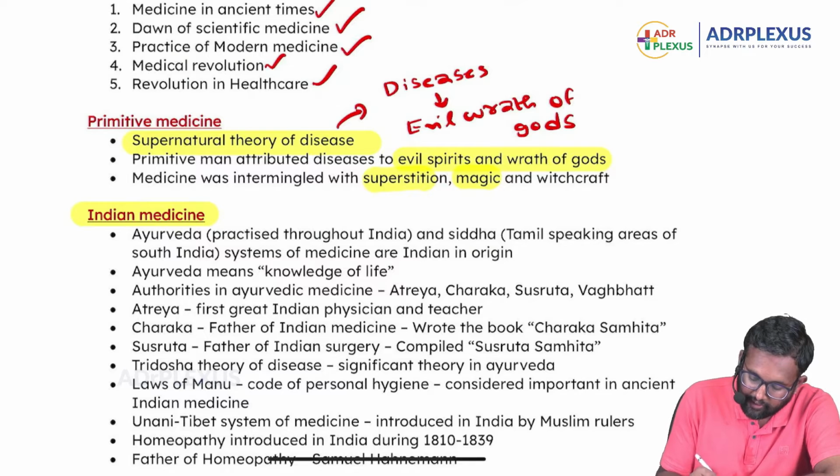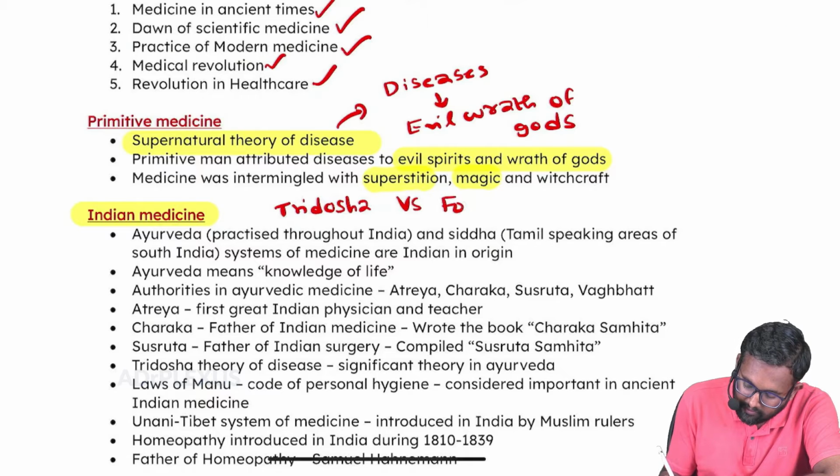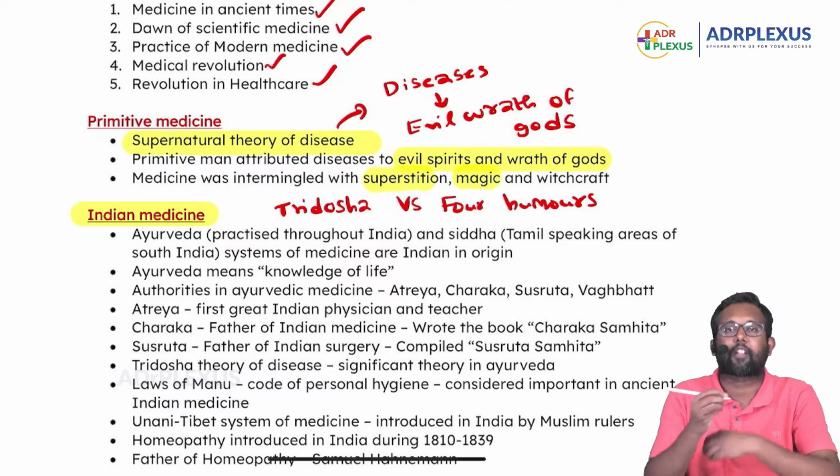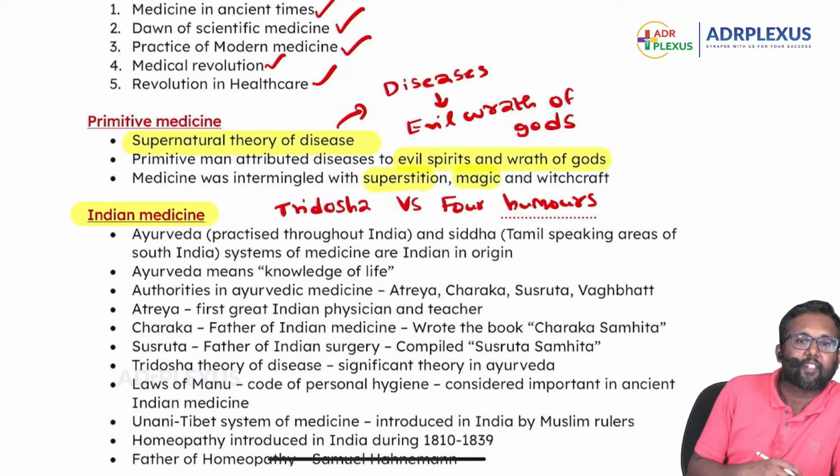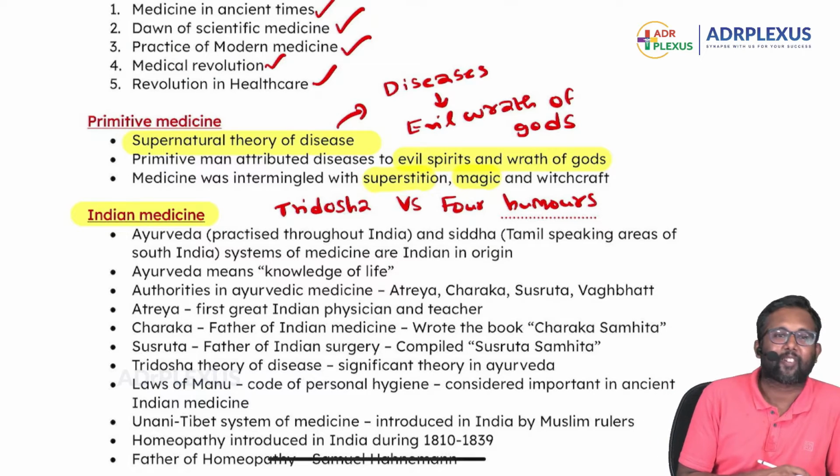So which is associated with 3 dosa? Tridosa versus 4 humus. So out of this, which is associated with tridosa? Yes. Okay. You're telling the answer 3.